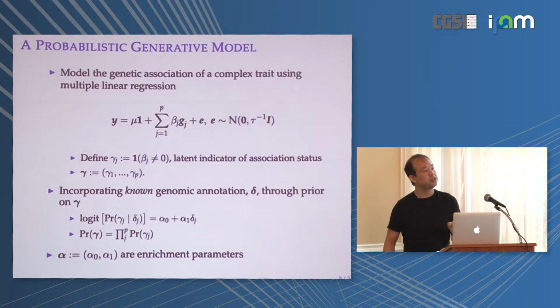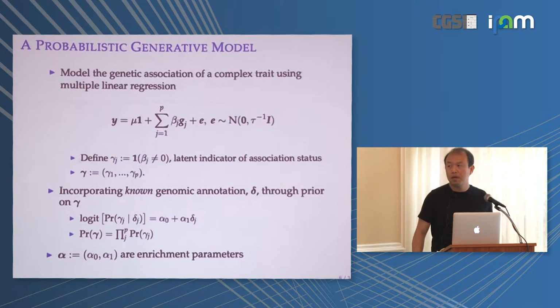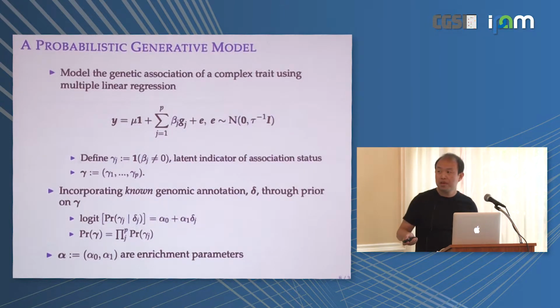The second line is just a priori. You think everything is independent. It's very important to stress this a priori assumption. And then this alpha parameter will be called the enrichment parameter throughout the talk. That's very important, right?